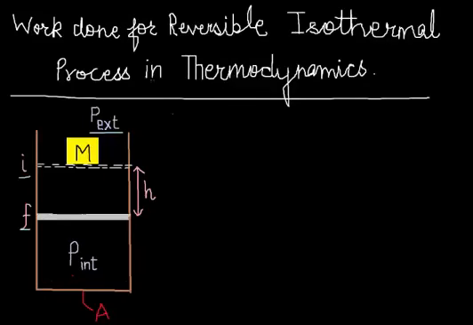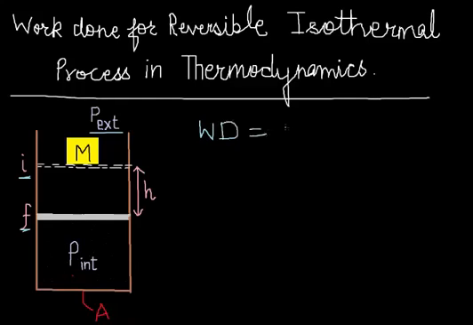Hi guys, today we'll be learning about work done for a reversible isothermal process in thermodynamics. So let's start with the basic piston cylinder assembly. Here initially the piston is at position I and from here it is compressed to a position F by a block of mass M. The external pressure Pext is applied by this block and it sinks the piston down to a depth h. The gas is filled inside the cylinder at pressure Pint, and the cross-sectional area of the cylinder is A. Okay. Now we move on to find the work done for the piston cylinder assembly.